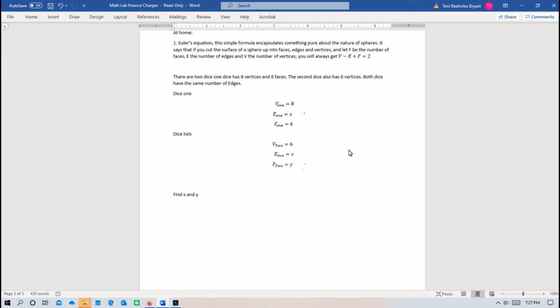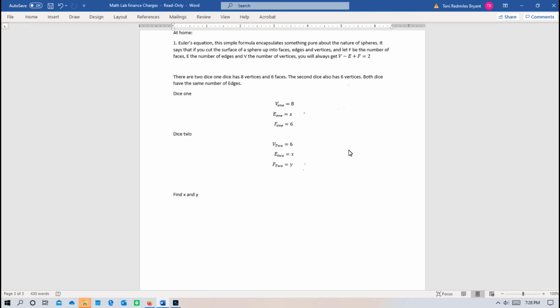V minus E plus F, the vertices minus the edges plus the faces, always equals 2. Okay? And it's really neat. No matter what three-dimensional polyhedron shape you use, you're going to find this as long as it has faces, edges, and vertices.